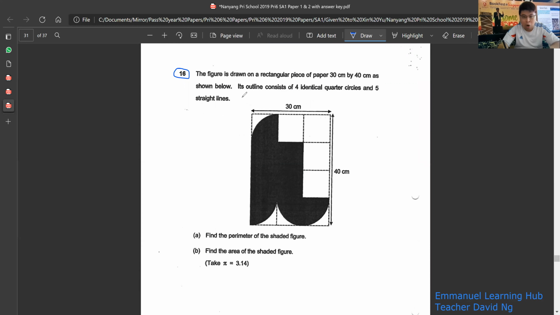The figure is drawn on a rectangular piece of paper, 30 cm by 40 cm, as shown below. So each square is 10 cm. So radius is 10 cm. Agree? You agree? 10 cm? Yes.